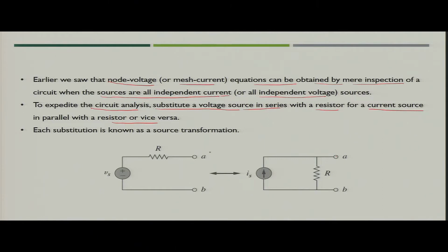The next question would be how we find the value of Vs in terms of Is, or Is in terms of Vs, or what happens to these two resistances, whether both remain the same or change. In this technique we will understand that when we do the source transformation, going from voltage source to current source we have to find the value of the current source, and going from current to voltage source we have to find the equivalent value of the voltage source, and then the value of the resistance connected in series or parallel.